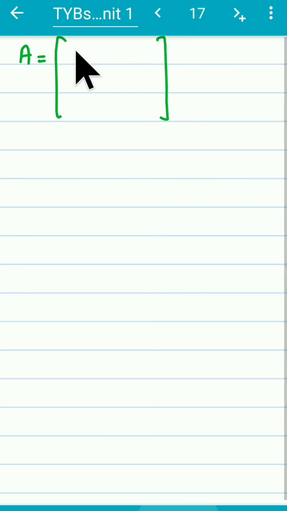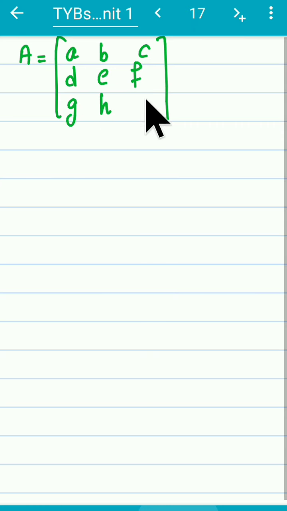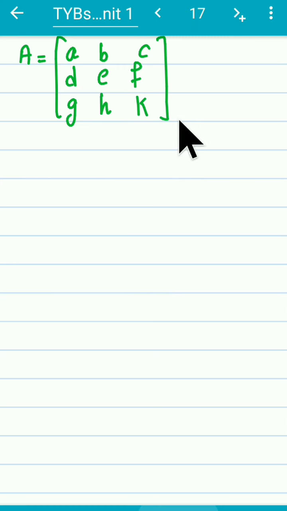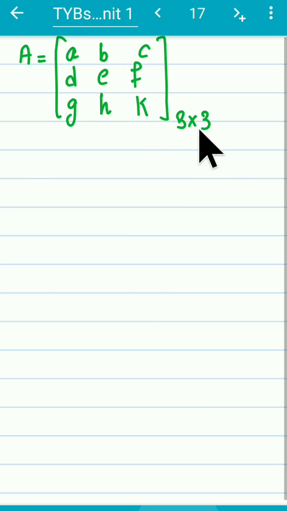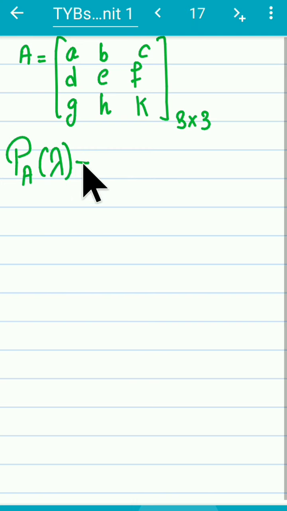So let me just write A, B, C, D, E, F, G, H. I don't want to use I and J, so I'm using K. Okay, so this is nothing but the matrix A, which is 3 cross 3. What will be the task? My task is to find out P_A of lambda for this. Correct? So you know how to find it. It is the same as determinant of A minus lambda I3.